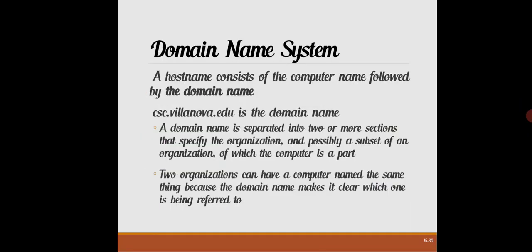Domain name system. A host name consists of the computer name followed by the domain name. CSC.vilanvo.education is the domain name. A domain name is separated into two or more sections that specify the organization and possibly a subset of an organization of which the computer is a part. Two organizations can have a computer named the same thing because the domain name makes it clear which one is being referred to.